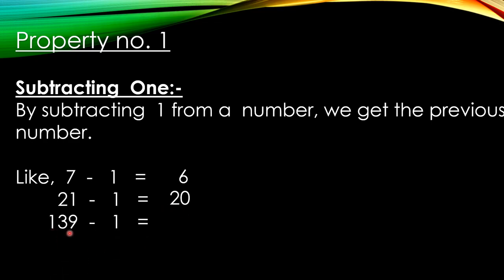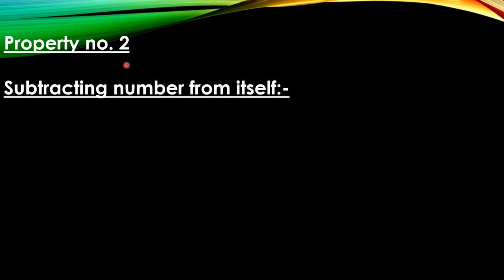Here 139 minus 1. So again we are subtracting 1 from 139. So we get the previous number and that is 138. Understood beta? So if we want to subtract 1 from any number, we will get the previous number of that. 7 का previous number 6, 21, 20, 139, 138. Understood? Now, property number 2.